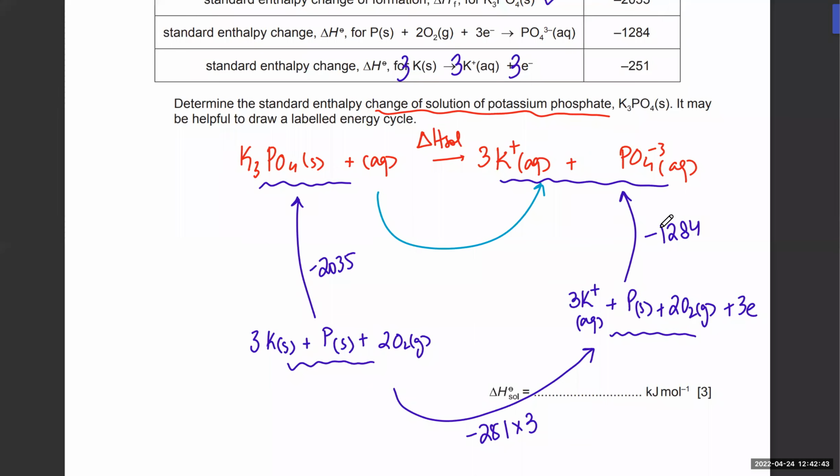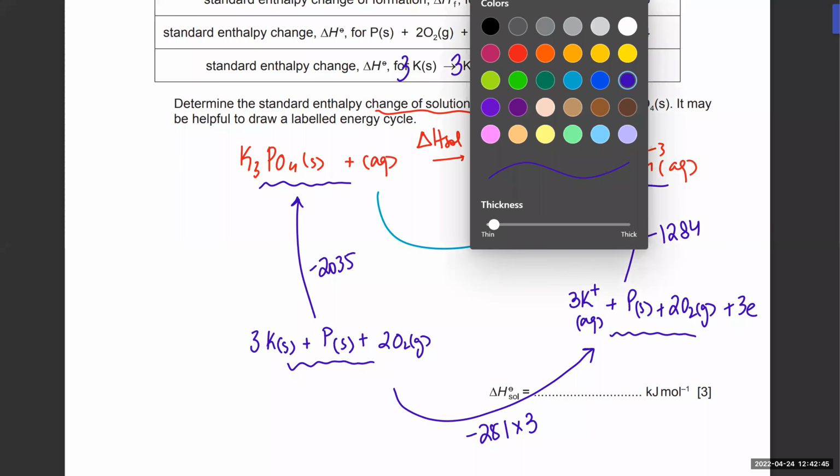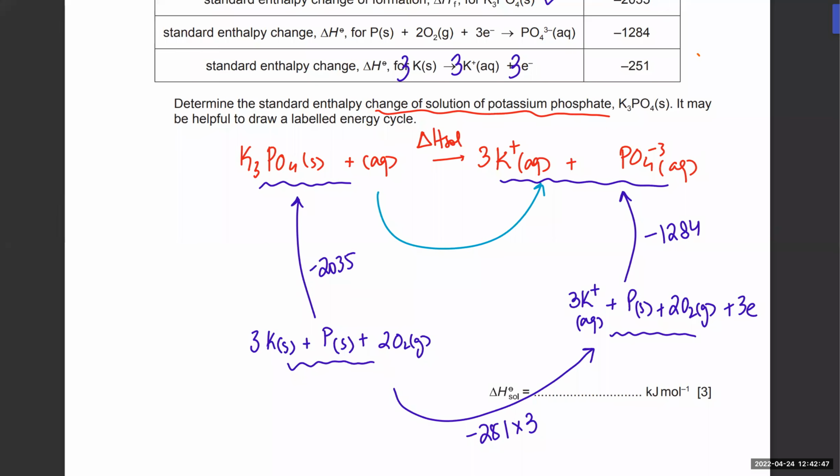You've created this other path. One of the signs needs to change, and that's going to be this one. The arrow direction has to be changed. So if you go in this direction, it's going to be plus 2035. That's your other path. Minus 251 times 3. Okay, now that's minus 1284.